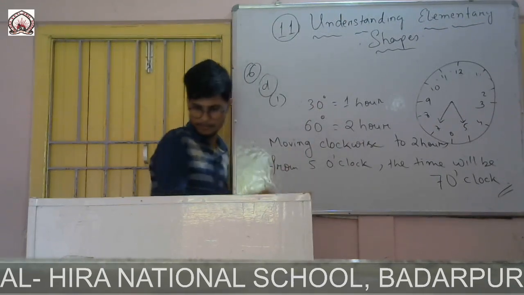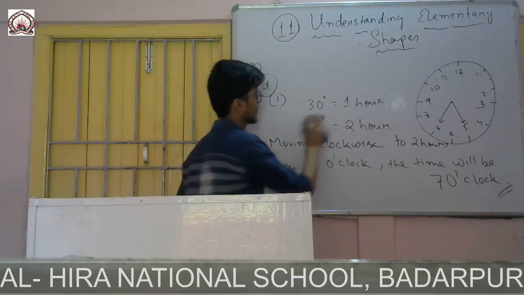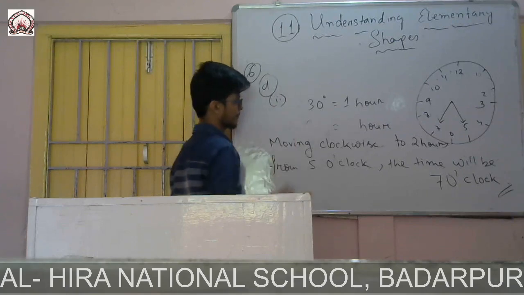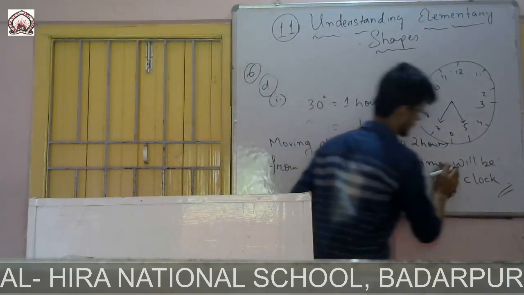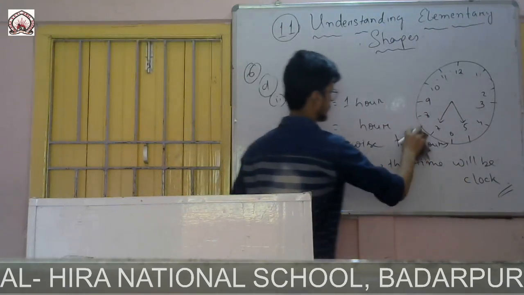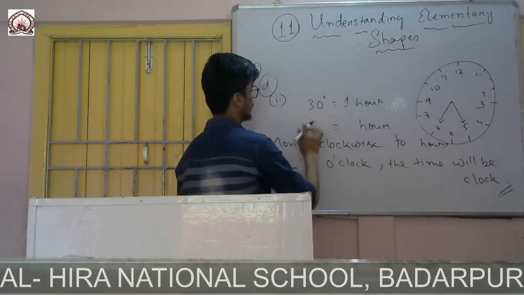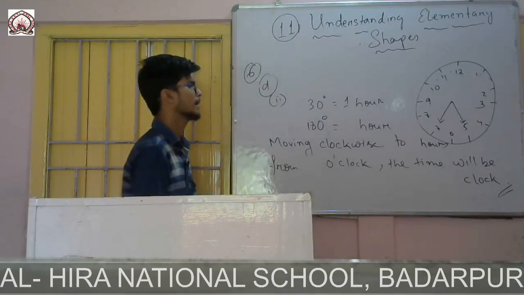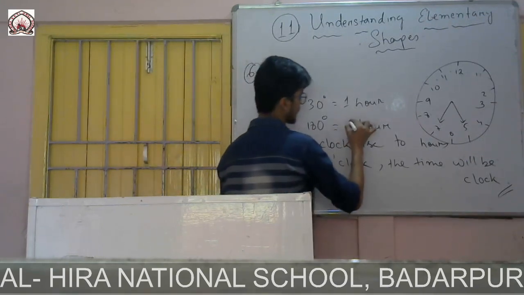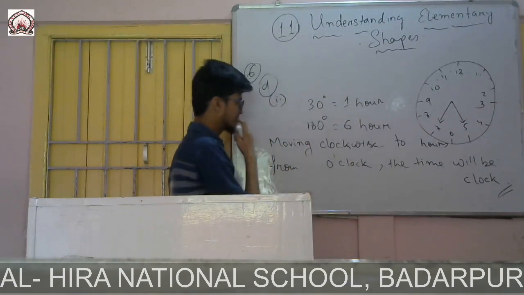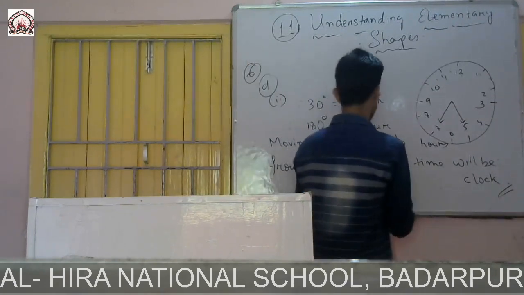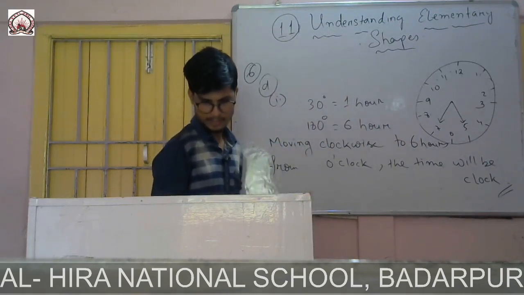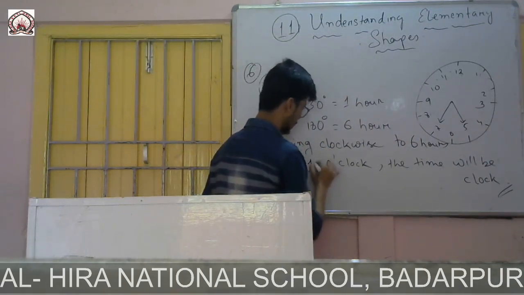Okay, let me do this one. So you write, since 30 degree is equal to 1 hour, therefore, number 2 I am doing now. Now I'll put, don't know how many hours. So for 180 degree, for 30 degree it is 1 hour. For 180 degree, 3 sixes are 18. That means 6 hours. So it will take 6 hours, moving clockwise 6 hours from 10 o'clock.